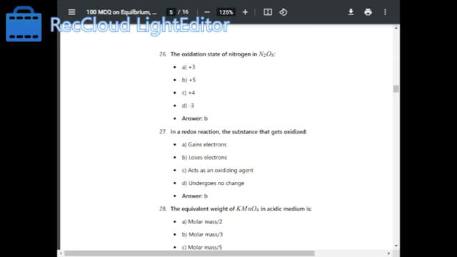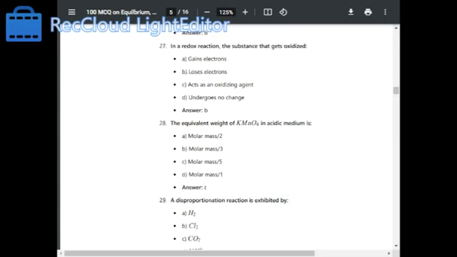Question number 27. In a redox reaction, the substance that gets oxidized, option A gains electron, option B loses electron, option C acts as an oxidizing agent, option D undergoes no change. The correct answer is B, loses electron. In a redox reaction, the substance that gets oxidized loses electrons. Option B is correct.